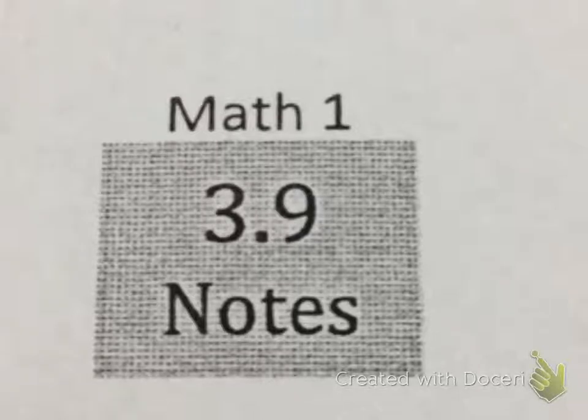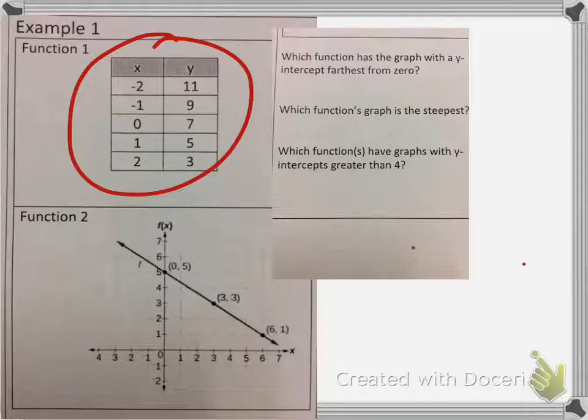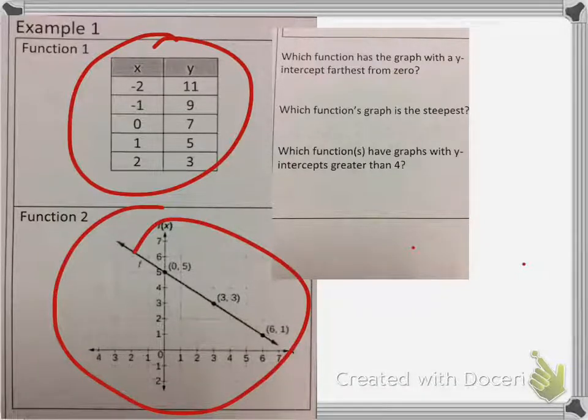This is Note-Taking Guide 3.9 for Math 1. So what we're going to do today is look at a couple of different functions and compare them in the way that we're asked to. Here I have a table of values for function 1, and here I have a graph of ordered pairs for function number 2.